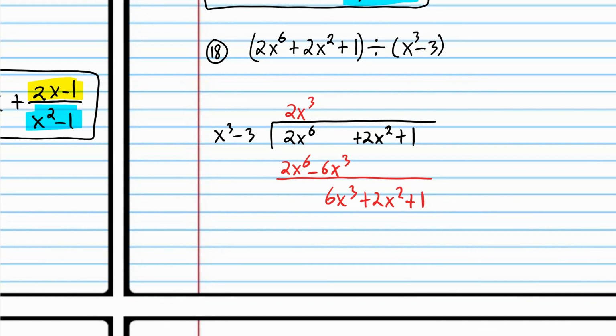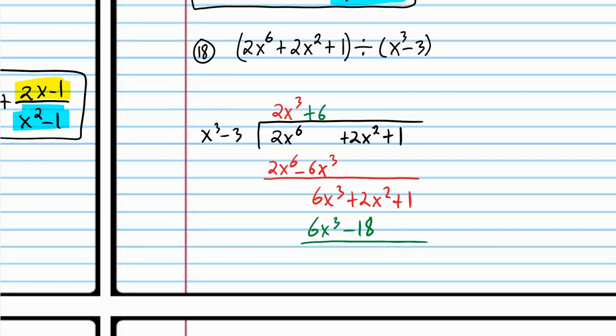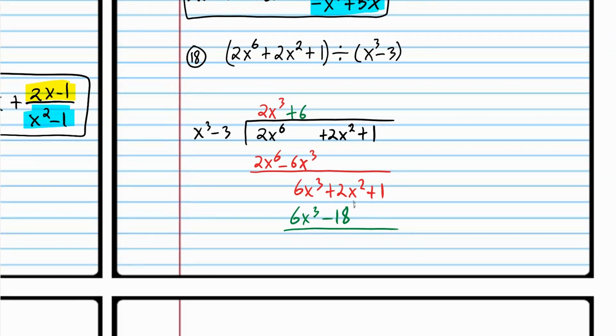So now we're moving to cycle number 2. X cubed times what is equal to 6x cubed? And the answer is 6, just 6. 6 times x cubed is 6x cubed. 6 times negative 3 is negative 18. And again, when we subtract, we have alignment issues. In this case, the negative 18, the bottom number, has to be moved over. So now when we subtract, we get 2x squared, and 1 minus negative 18 is positive 19.